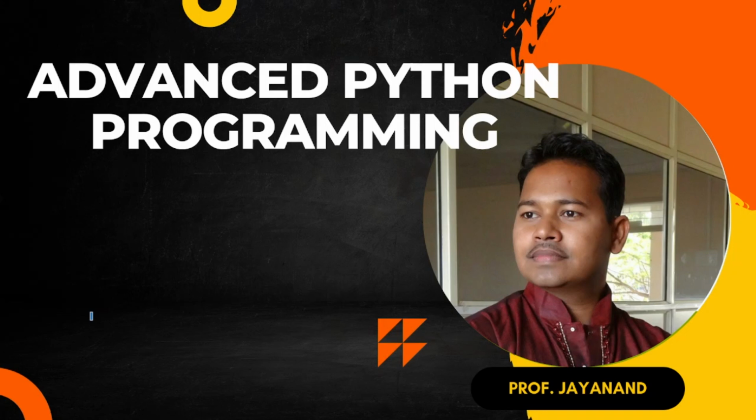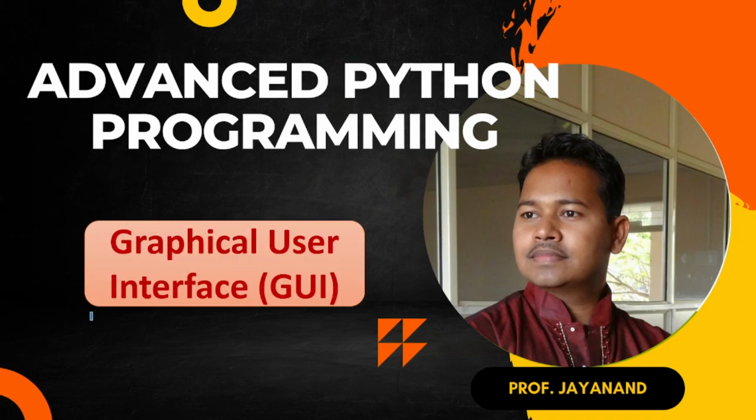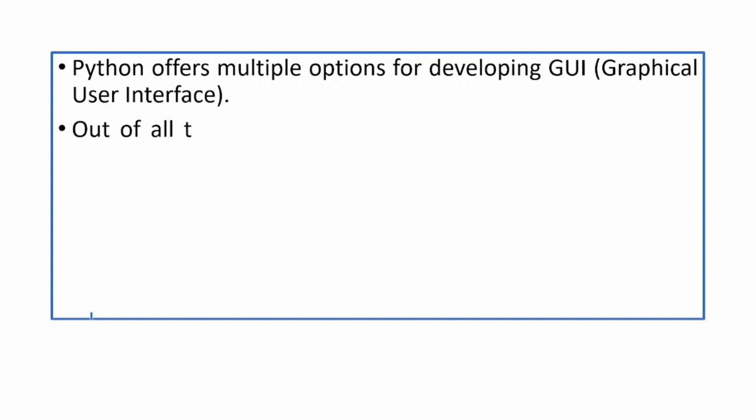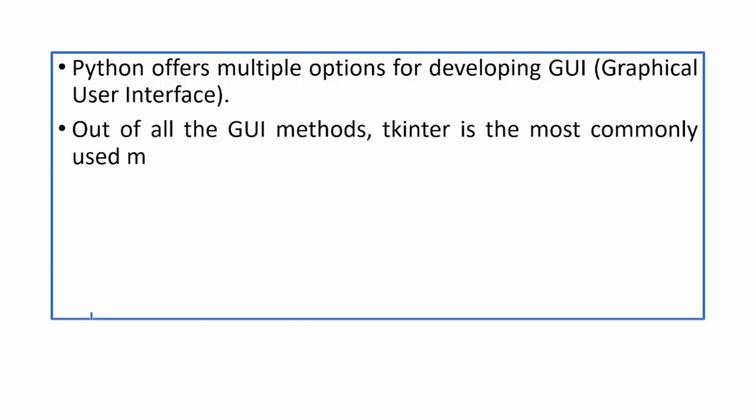Today we are going to see a very interesting point in Python programming, that is graphical user interface. Graphical user interface is very important because it is going to decide how your application is going to look. Python offers multiple options for developing GUI, that is graphical user interface. Out of all the GUI methods, Tkinter is the most commonly used method. That is what we are going to see.